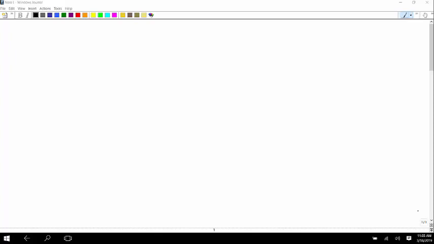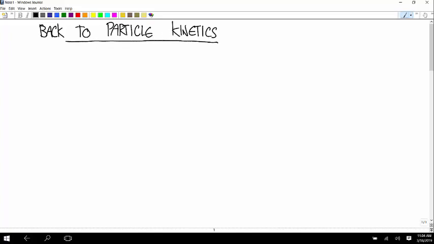We started talking about particle kinetics. So, back to particle kinetics. And the big result of particle kinetics, this is in 2 dimensions, is the equation of motion. Equations of motion relate the causes of motion to the motion itself, to the kinematics.